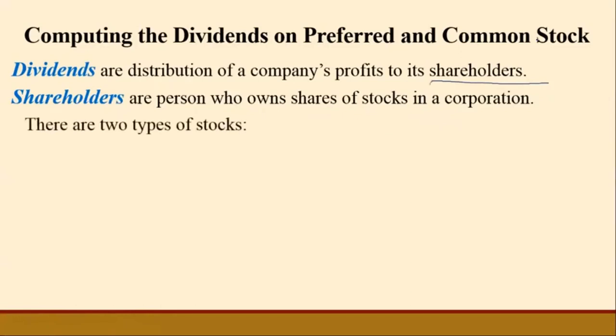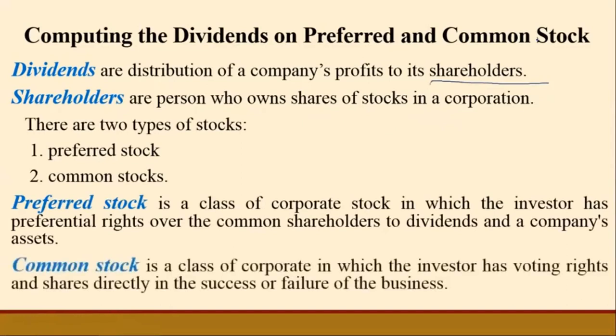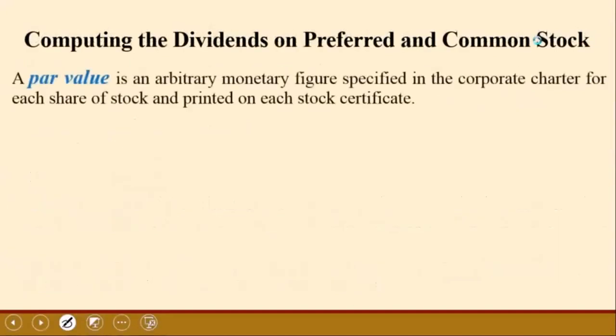And we have preferred stock. There are two types of stock, the preferred stock and the common stock. So, pag preferred stock, this is a class of corporate stock in which the investor has preferential rights over the common shareholders to dividends and a company's assets. Okay? And for common stock naman, this is a class of corporate stock in which the investor has voting rights and shares directly in the success or failure of the business.